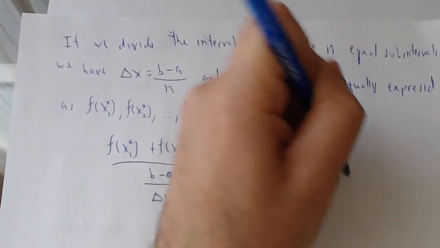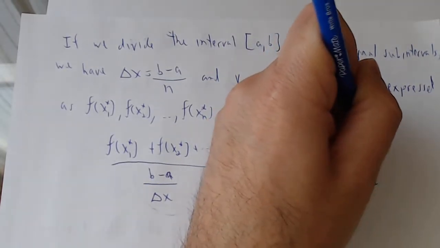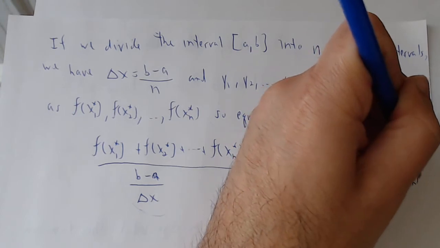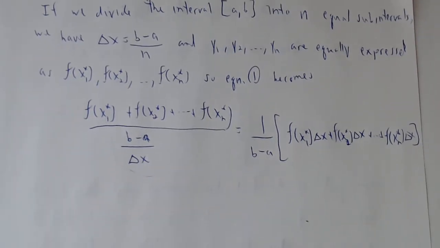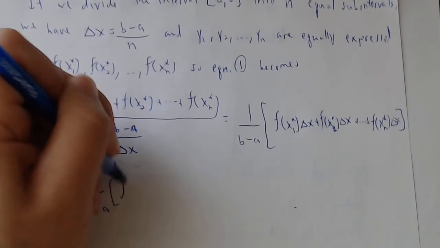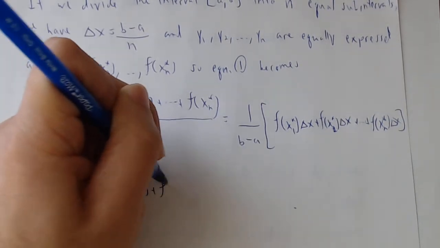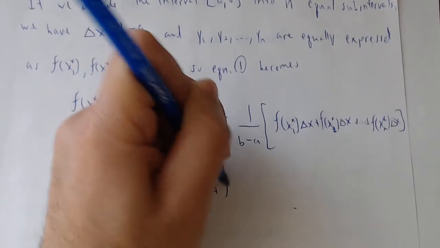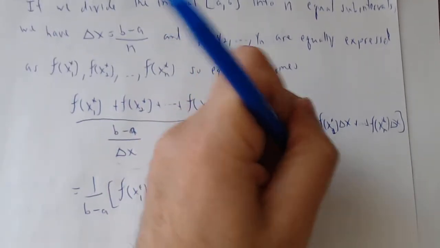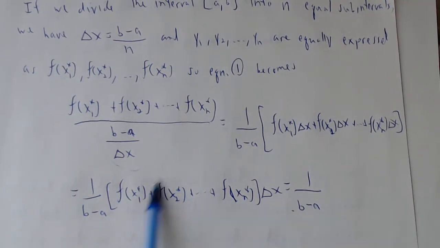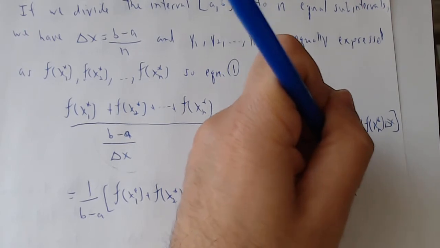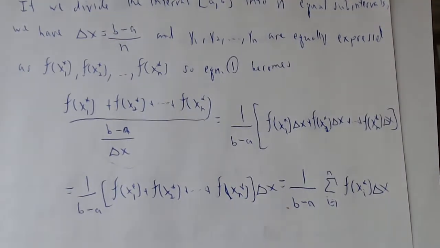f of x sub 1 star delta x plus f of x sub 2 star delta x plus all the way to f of x sub n star delta x. Okay, and then what we could say is, well, we could simplify some more because all of these have a delta x. So if I factor out a delta x, I'm left with f of x sub 1 star plus f of x sub 2 star all the way to f of x sub n star times delta x, which then this becomes 1 over b minus a. This is just a summation, isn't it? So I could write that as the summation from i equals 1 to n of f of x sub i star times delta x, which this should look familiar to you.